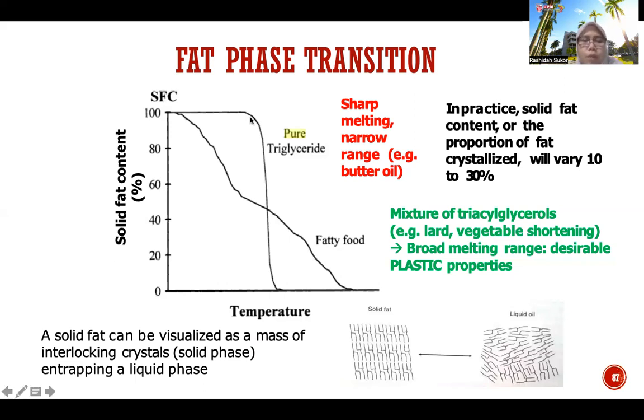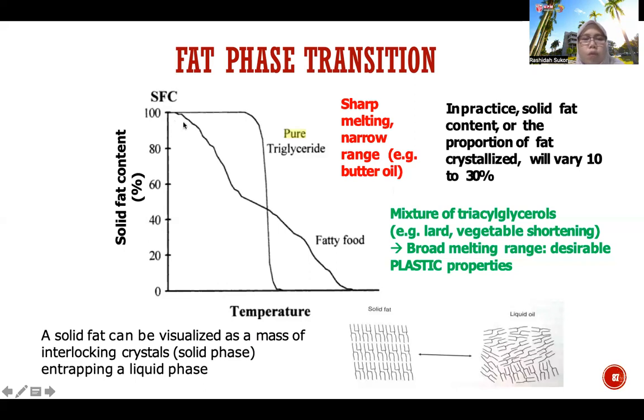So for pure triglycerides, the one that has the three components of triacylglycerol, the three fatty acids, if it is pure triglyceride, the temperature range is very steep. So it has a sharp melting point, a narrow range, especially for example butter oil, the oil that is made from butter.